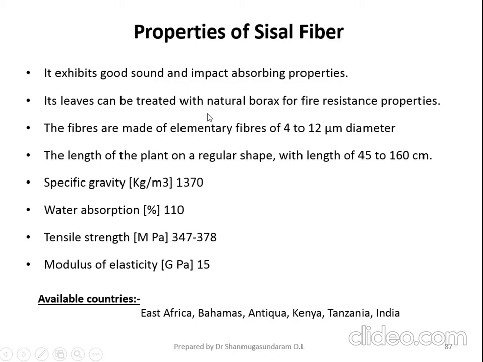In terms of the leaves, it can be treated with natural borax, so it can be used for fire resisting property also. If the sisal fiber is treated with borax, ultimately the fiber will have good fire resisting property. Once it attains fire resisting property, you can use it as a fireproof material for firefighters. Wherever there is a fire accident, this fiber can be used as a dress material. Then it can resist the fire. So it can be used as firefighting clothes.